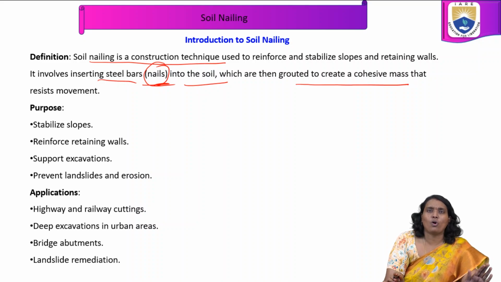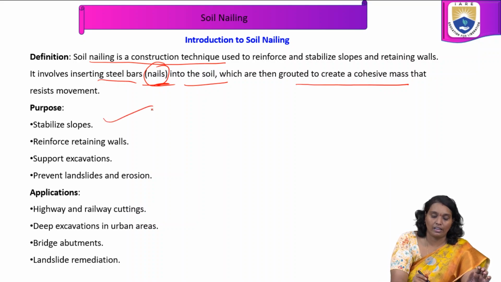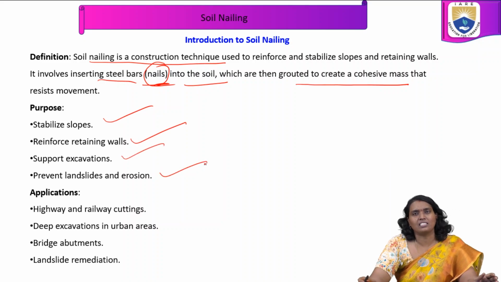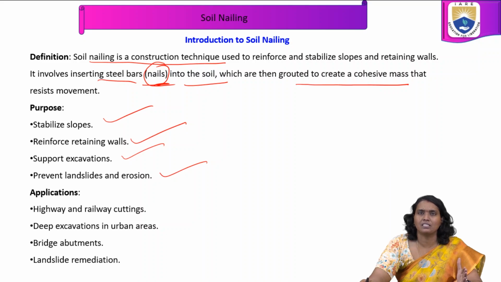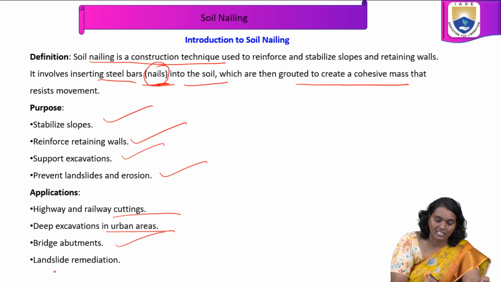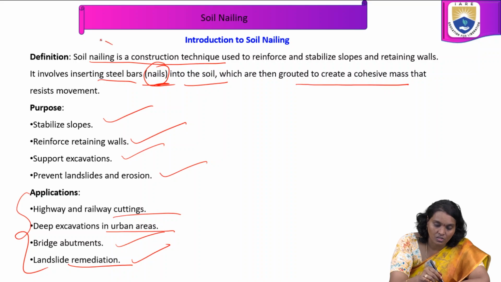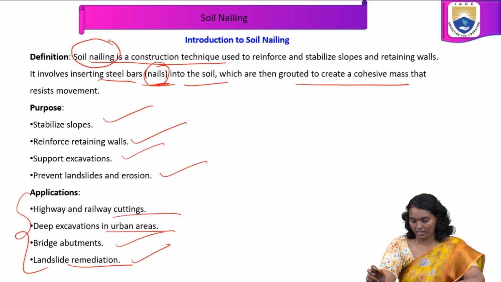The purposes of soil nailing are stabilizing slopes, reinforcing retaining walls, supporting excavations and preventing landslides and erosion. These are the major purposes. It is applied in highway and railway cuttings, deep excavations in urban areas, bridge abutments and landslide remediation. These are the various applications where we choose this soil nailing technique.